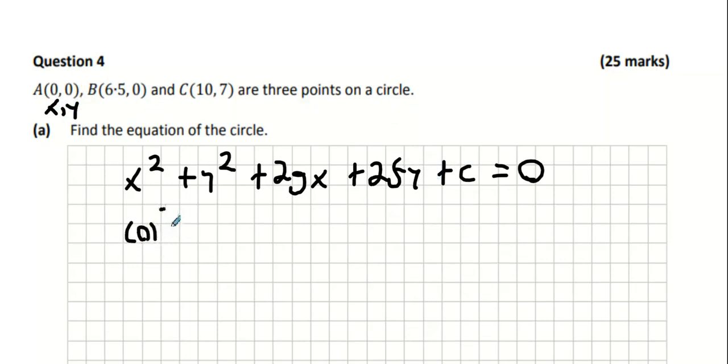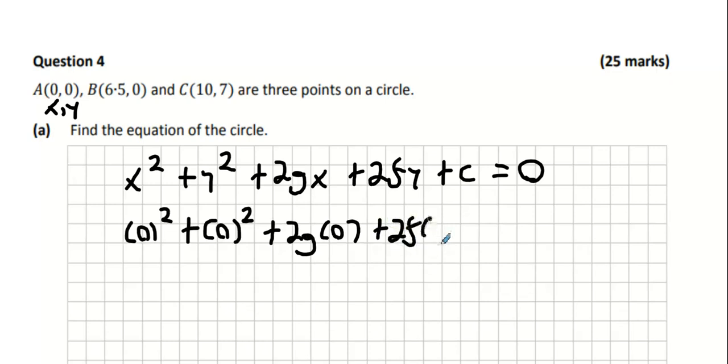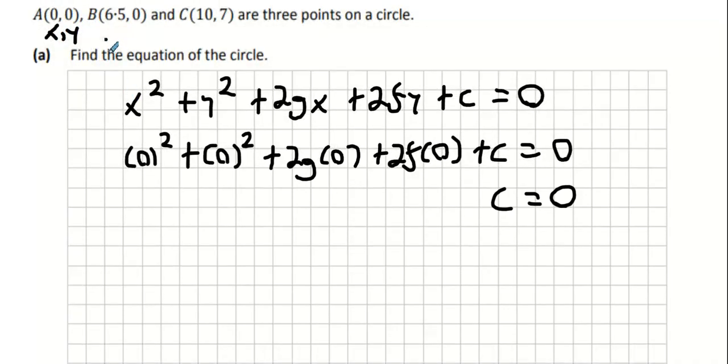So if we replace x with 0 and y with 0, what we can find out is the c value. As it turns out, the c value is going to be quite easy here. We're just going to end up with a c value equal to 0, and that's very handy. Now we're going to do the same thing with the next point. We're going to do x and y again, except the c value, which we now know is 0, so we just replace that with 0.